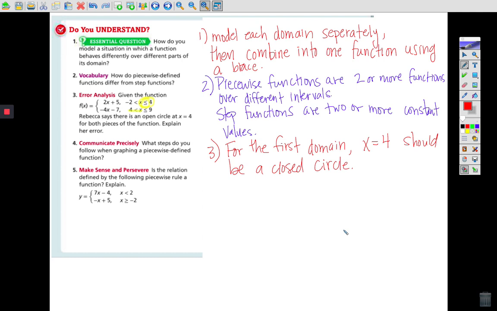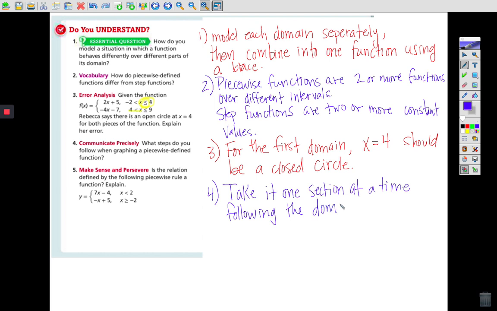Number 4, what steps do you follow when graphing a piecewise defined function? So this is where we took it one step at a time. So all right, take it one section at a time, following the domain. We got to make sure we follow the correct domain. Remember, your domain are these restrictions like here and here, okay?